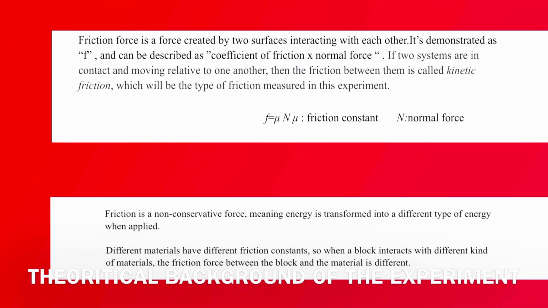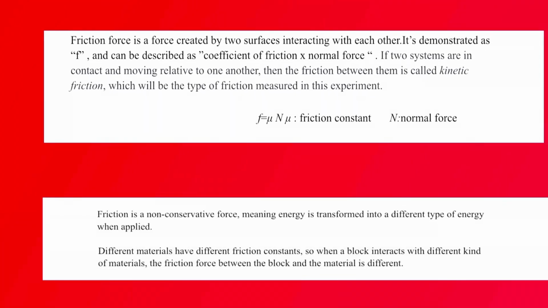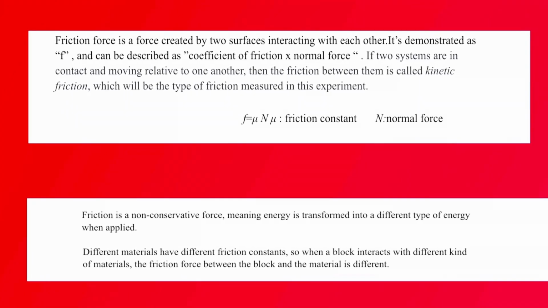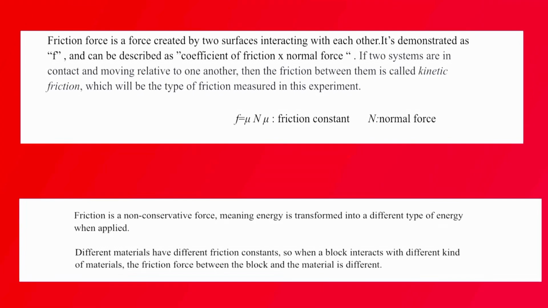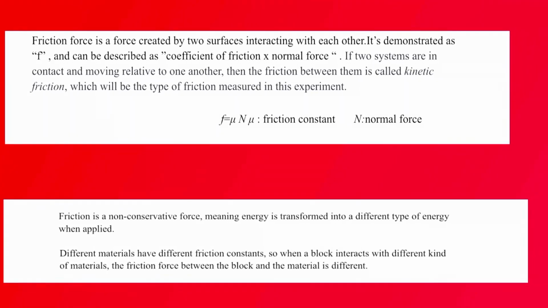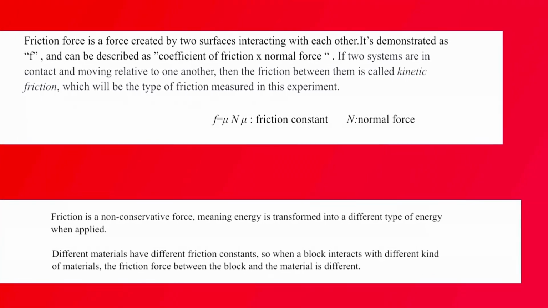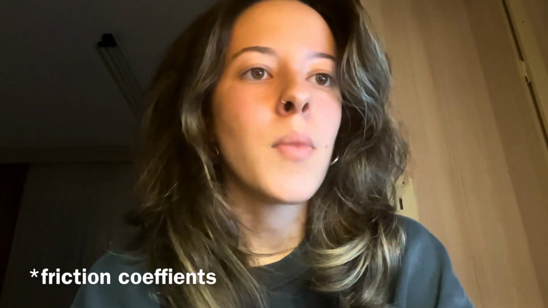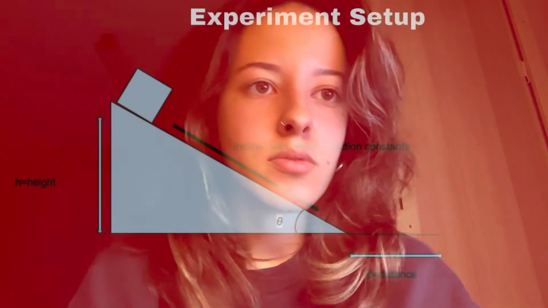My project name is Effects of Different Friction Forces in Conservation of Energy. Friction is a non-conservative force, meaning energy is transformed into different types of energies when applied. Different materials have different friction constants, so when a block interacts with different kinds of materials, the force between the block and the material is different. My project aims to find the different friction constants of different materials by using the conservation of energy law.